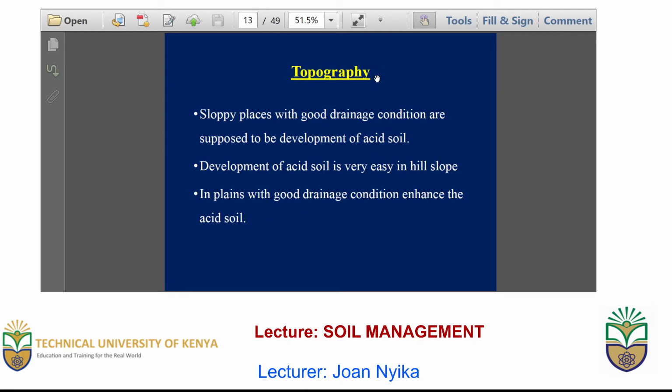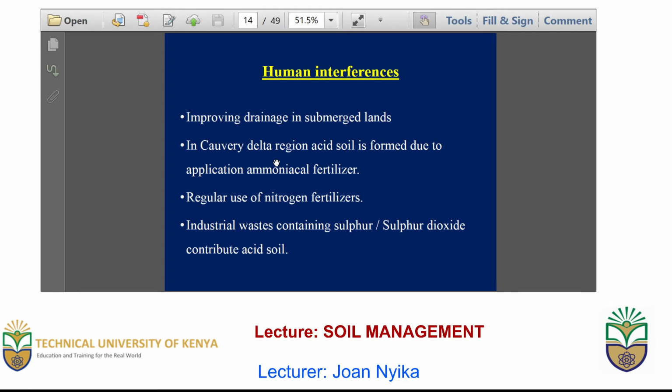The other reason as to why we get acid soils is as a result of topography. In sloping areas with good drainage conditions, acidic soils develop. And they develop because once the drainage occurs, it drains away most of the basic cations. It leaches them off or runs them off, and as a result, what is left is acidic soils. There are also some human activities or human interferences, as we saw in the case of saline soils, that can cause acidic soils.